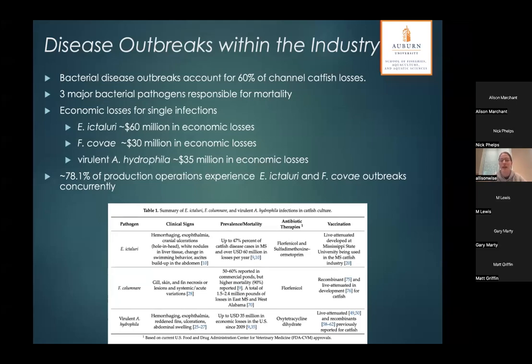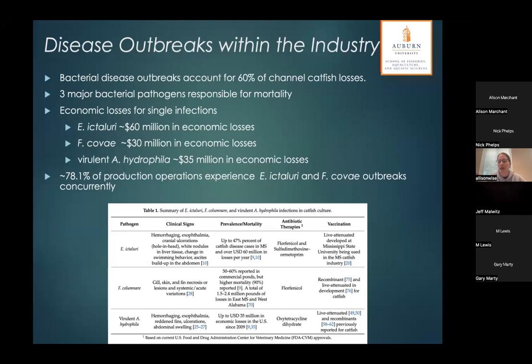Bacterial diseases account for about 60% of channel catfish losses. This is mainly attributed to 3 major bacterial pathogens in the industry: Edwardsiella ictaluri, Flavobacterium columnare, which has now been renamed to F. covae, Flavobacterium covae, and virulent Aeromonas hydrophila. Losses associated with single infections for each of these pathogens are about 60 million for E. ictaluri, 30 million for F. covae, and about $35 million for virulent Aeromonas hydrophila. And recently, about 78% of production operations have experienced E. ictaluri and F. covae outbreaks concurrently. So that does indicate that co-infections do exist in the industry and can cause severe economic losses.